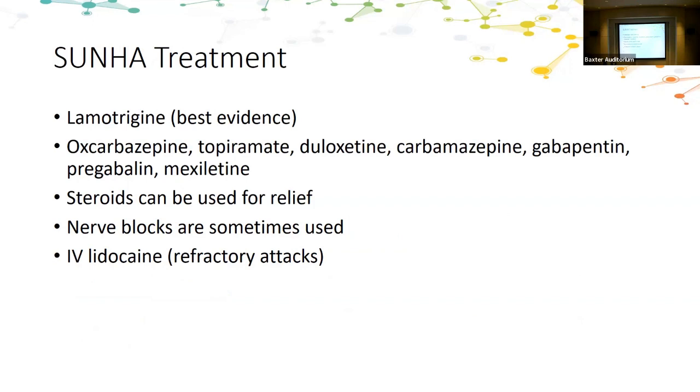10 minutes most likely. So lamotrigine has the best evidence, but sometimes they'll use oxcarb, topiramate, duloxetine, carbamazepine, some similar trigeminal neuralgia medications. Steroids can sometimes be used for relief. Nerve blocks are sometimes used, and for extremely refractory cases, IV lidocaine. I personally haven't been involved in a case that's had to use that, I haven't really heard a lot about those. So that was me really digging through some of the articles.